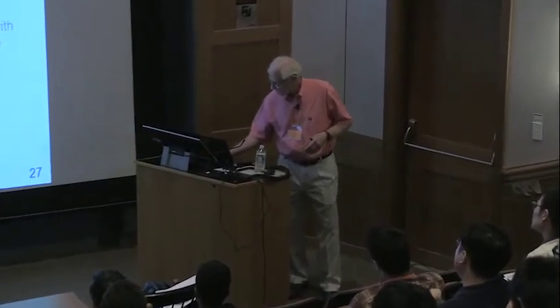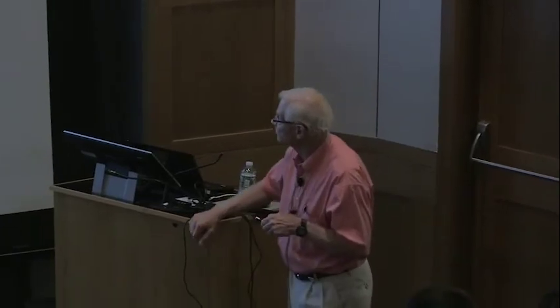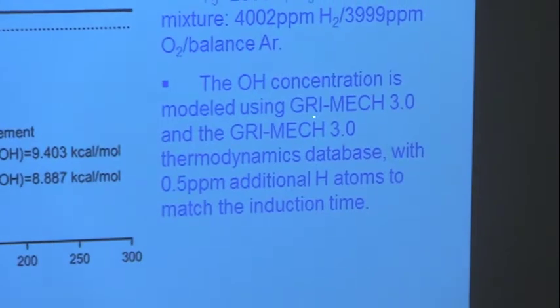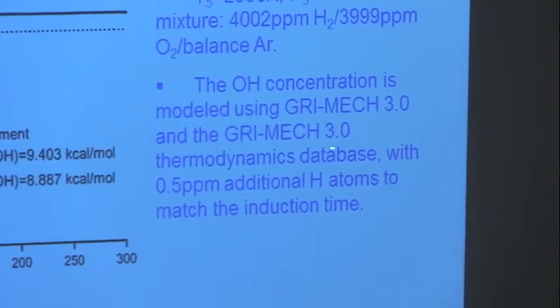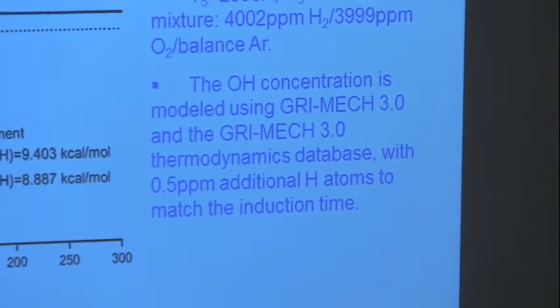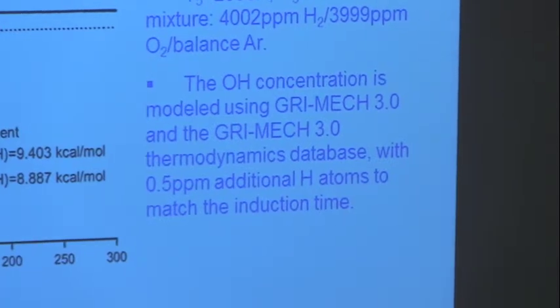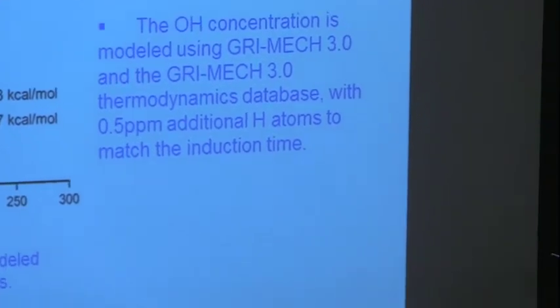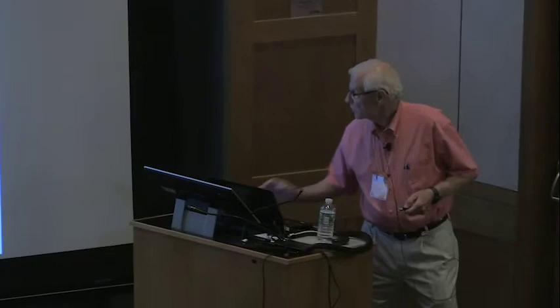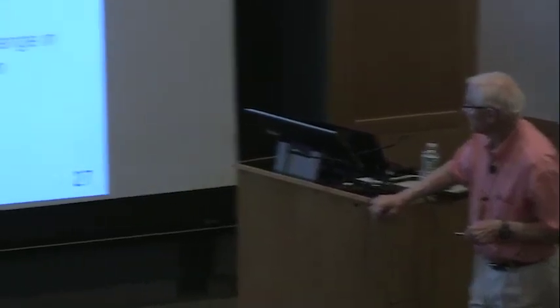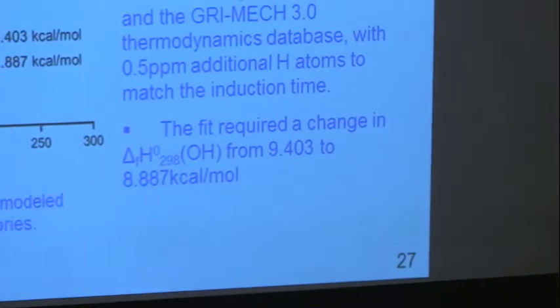So we postulated this, and we modeled this using GRI mech, which is a traditional mechanism, using the embedded thermodynamics database for the heat of formation of all the species. What we found is that the only way we can reconcile our measurements is if we change the heat of formation from 9.4 to 8.9, a 5 or 6% change.